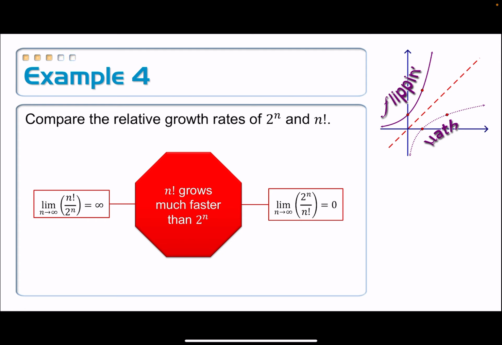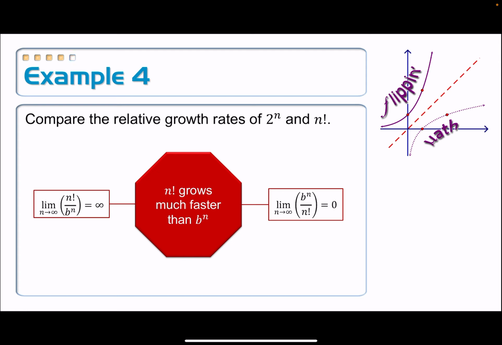Okay, but as we saw from the calculator exploration, it's not just 2 to the n. It could be any base, any non-variable, any constant base, still going to hold true since we're going to infinity. It may take longer for the factorial to overtake the exponential, but it will eventually overtake it.